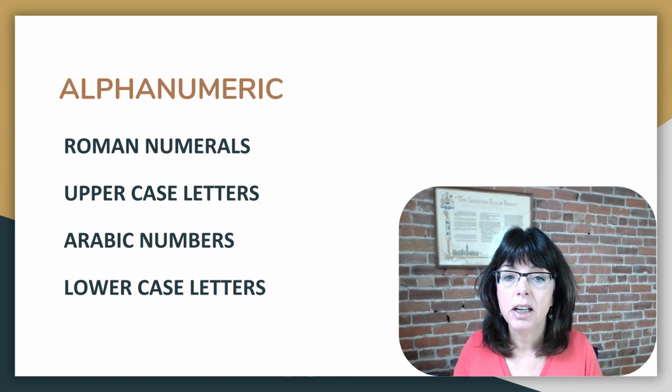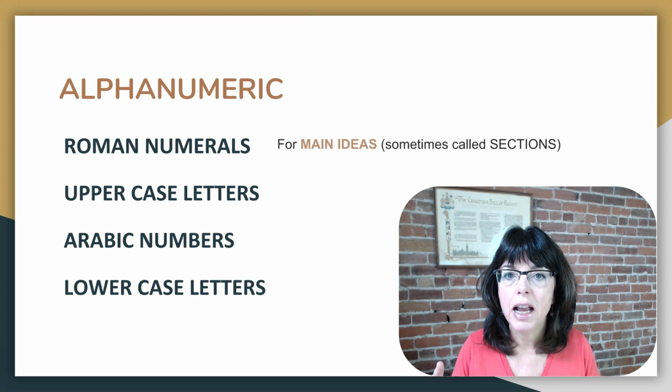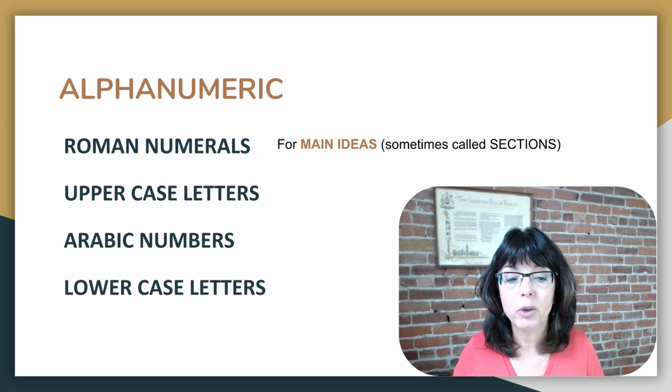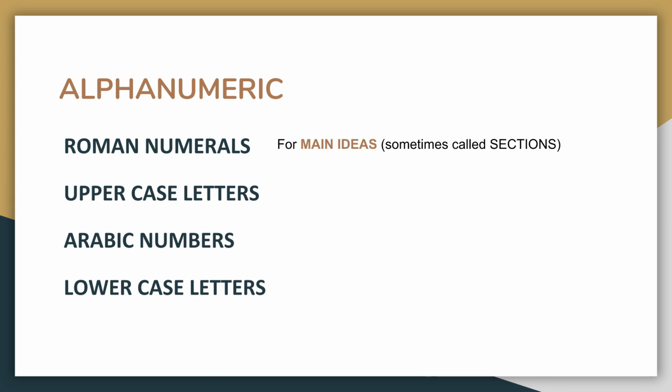This is called the alphanumeric outline, and it's going to use Roman numerals, uppercase letters, Arabic numbers, and lowercase letters. So each one of these is a part of the paper or the essay, a section of it, and then as you go deeper into each section, so let's say we have our first main idea indicated by a Roman numeral, and then we have support for that main idea that's going to be indicated by an uppercase letter. Don't worry if you don't get this, because you can look at the template at the end of the video.